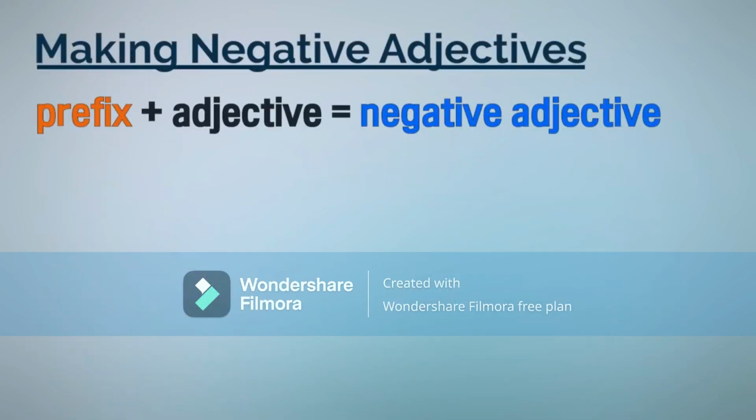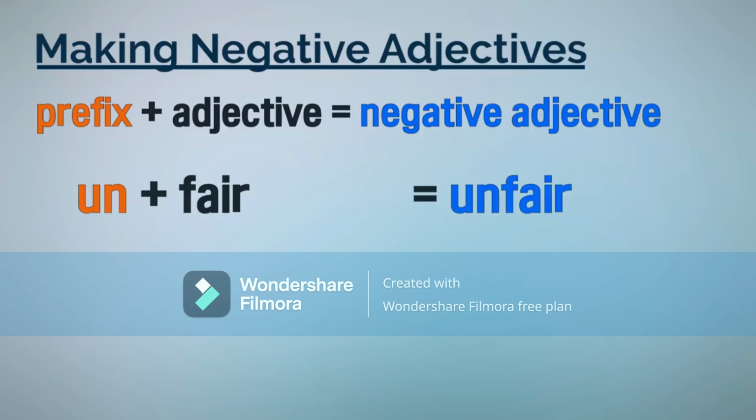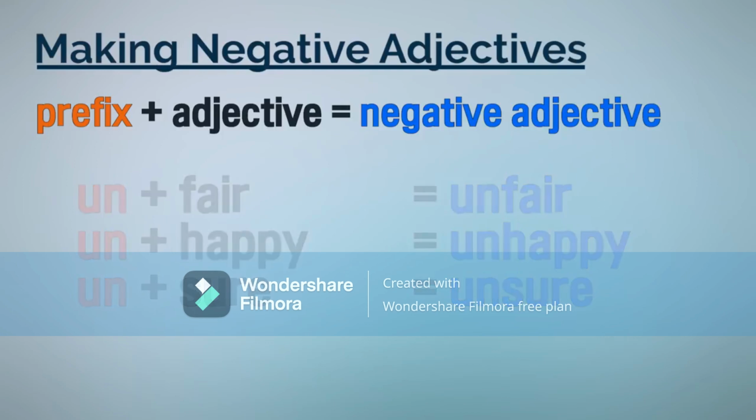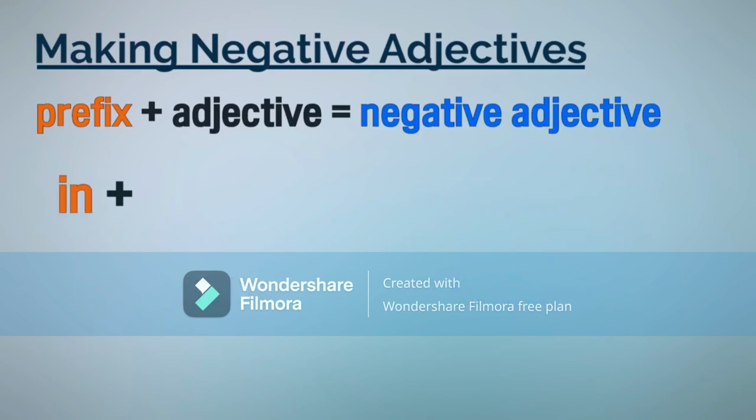First, we have the prefix un. For example, if we take the word fair and we want to make it negative, we can add un to have the word unfair, which is the opposite of fair. Same goes for happy, unhappy. Sure becomes unsure.